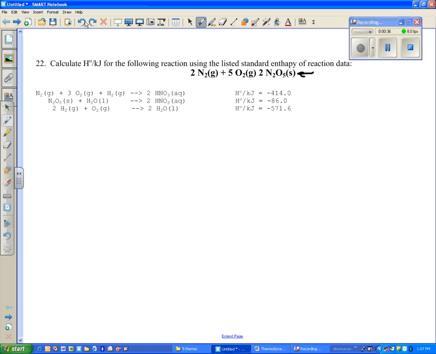All right? And so let's first off, I'm going to rewrite the target equation down bottom. I'm going to say I have 2 N2s plus 5 O2s, and that ends up getting me 2 N2O5s. Now this is a target both with coefficients and with reactants and products. And the three things we have up top we can play games with in order to eventually get that, right?